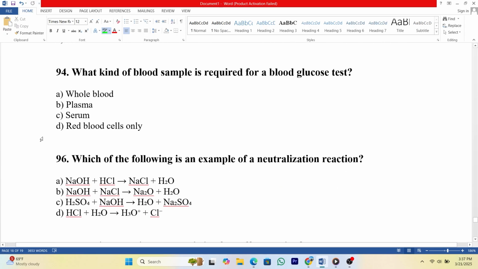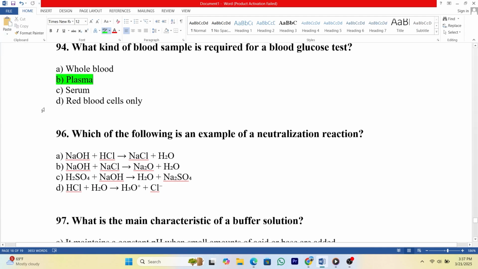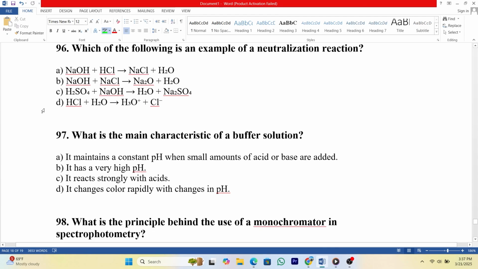94. What kind of blood sample is required for a blood glucose test? A. Whole blood. B. Plasma. C. Serum. D. Red blood cells only. Answer, B. Plasma.